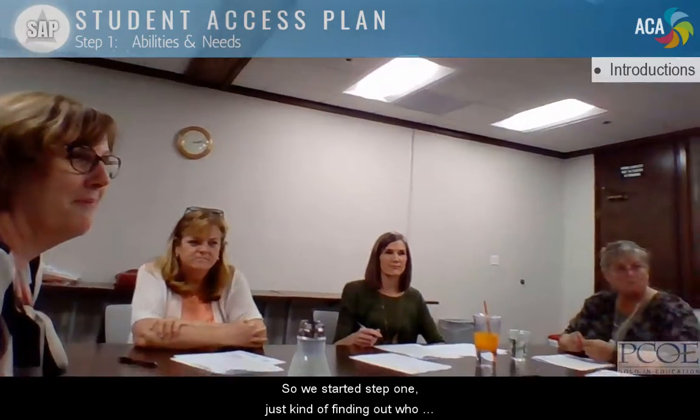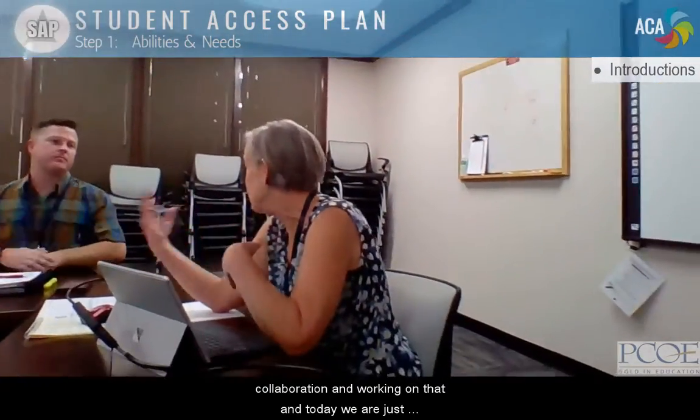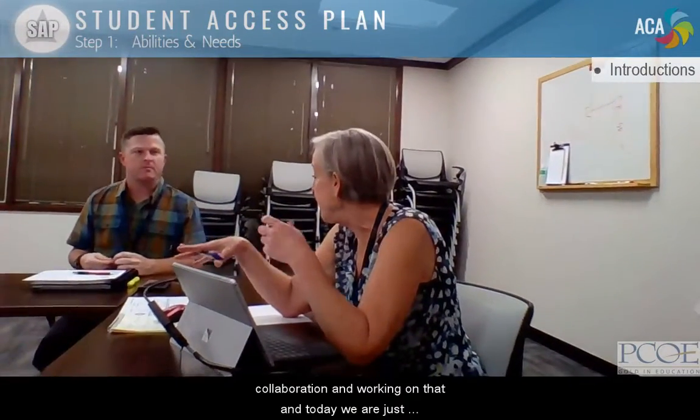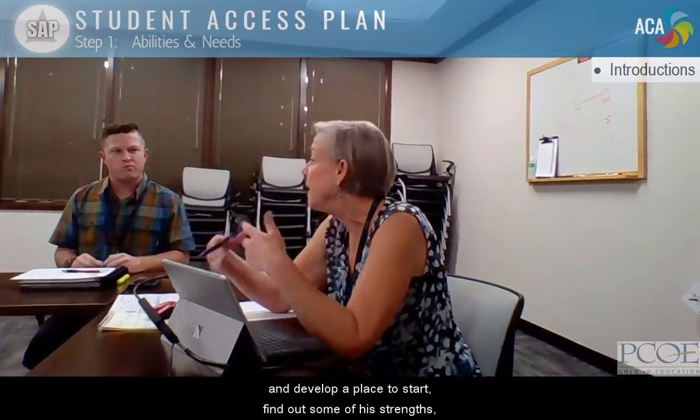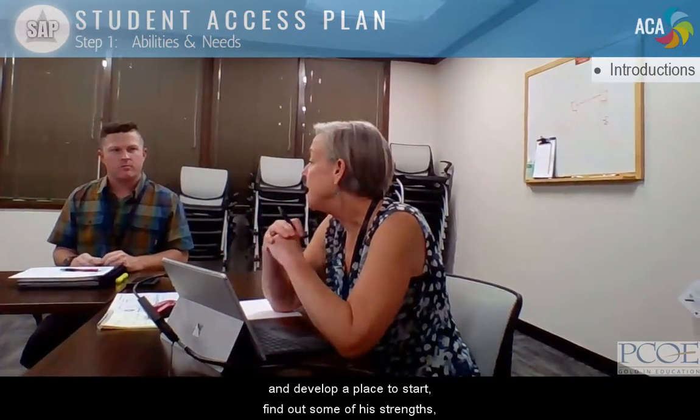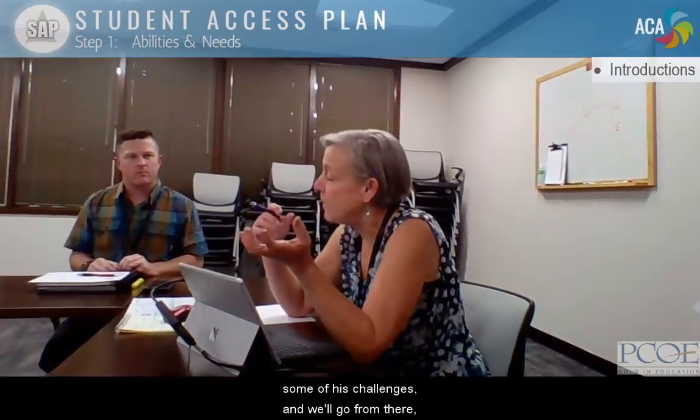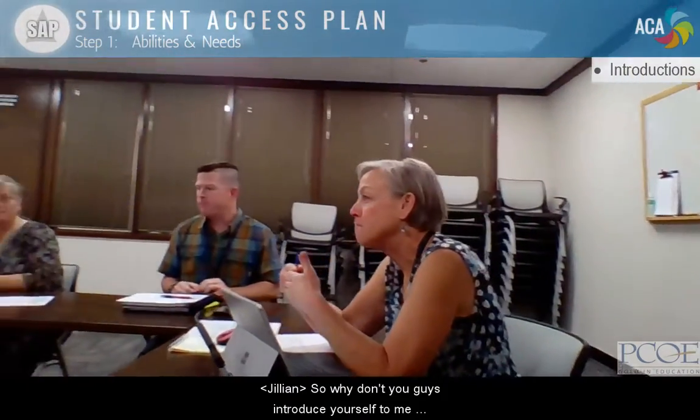So we started step one, just kind of finding out who John is. Brian and I have done some collaboration and working on that. So today we're just going to really start our student access plan and kind of develop a place to start, find out some of his strengths, some of his challenges, and we'll kind of go from there. All right? Sounds good.